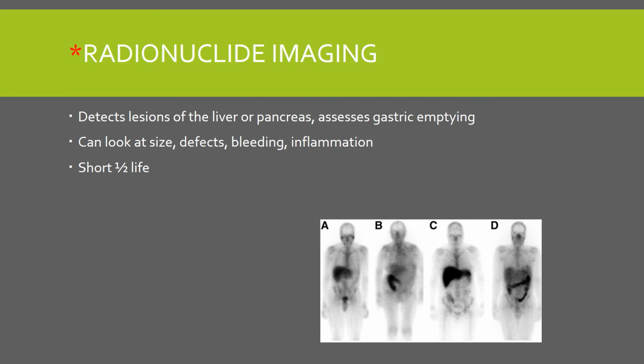Radionuclide imaging, also on your study guide. This test detects lesions of the liver or pancreas and assesses gastric emptying. You can look at the size, defects, bleeding, or inflammation with this test. It's a radioactive, natural or synthetic element that is injected or ingested. Then the radiologist examines the body organ by passing the imaging scanner over that particular structure. Pre-test, you need to weigh the client. Pregnant women are not allowed to take this particular test because of the radioactive material.